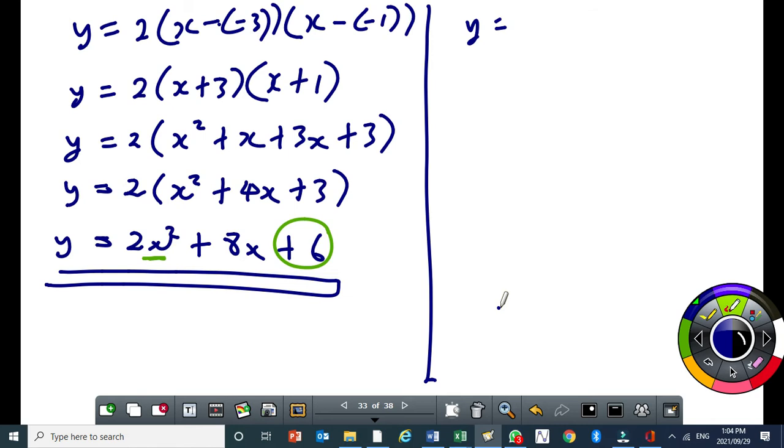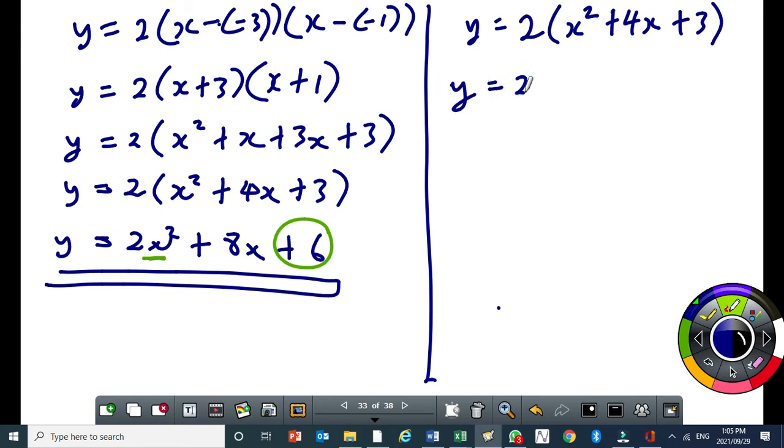Now, check this out. We need to make the coefficient of x squared a 1. So we factorize 2. Remember I did factorization. So if I factor out 2, I'll get 2 times x squared plus 4x plus 3. If I factorize, I'll get that.